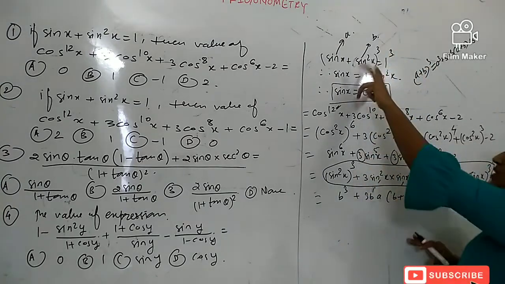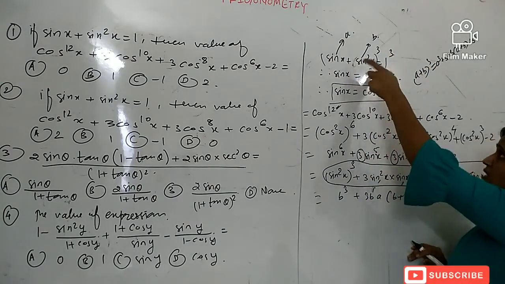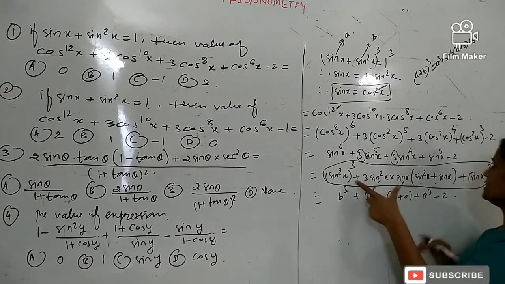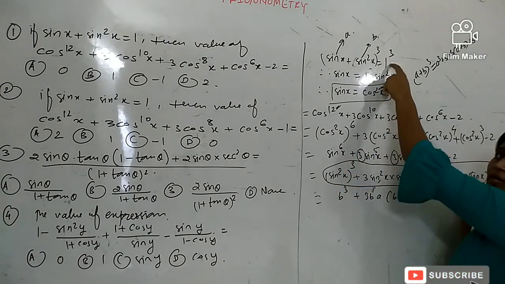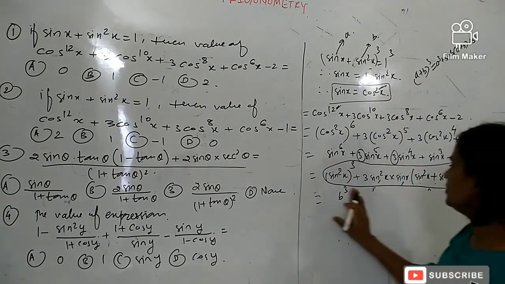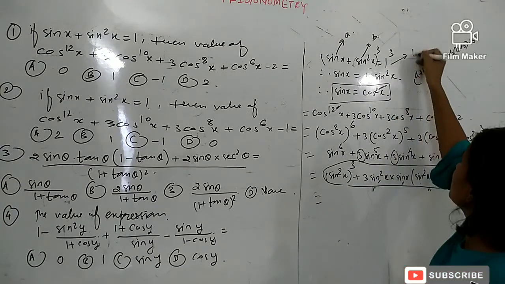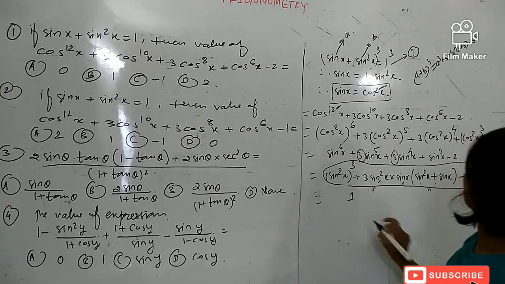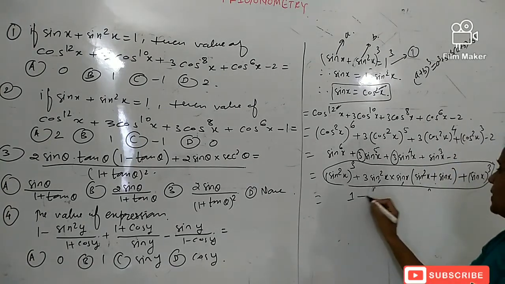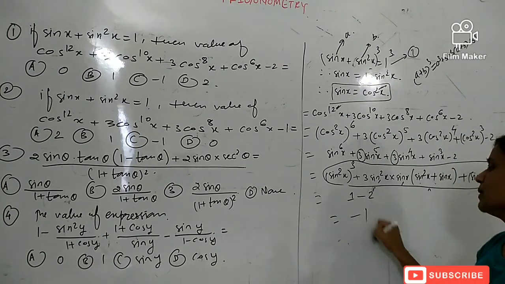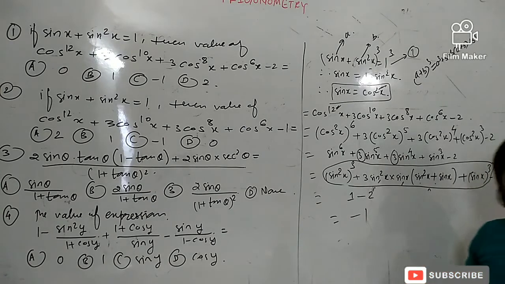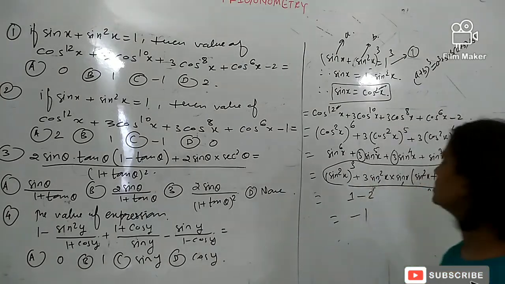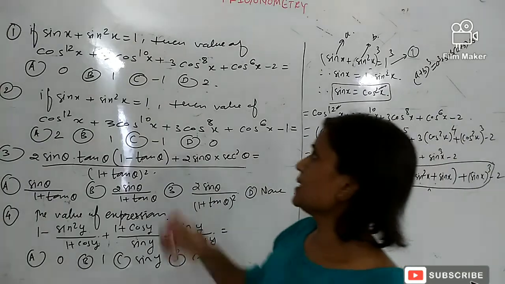When you cube this expression on both sides, you will get the same. This means the expansion has the value 1 cubed. So from equation 1, I can put the value of this whole expression as 1, and this term is minus 2. So 1 minus 2 is minus 1. So the correct option is C, minus 1.